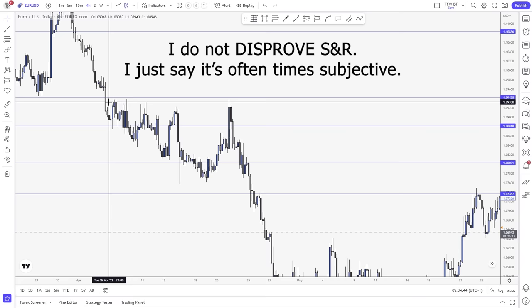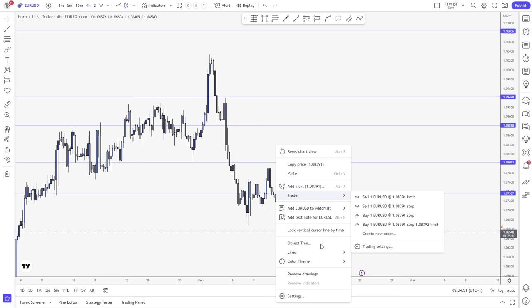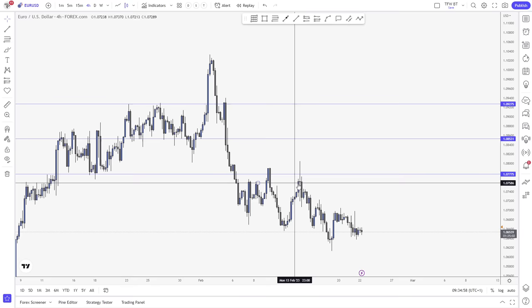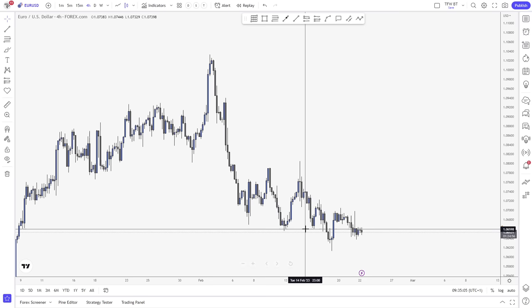Again, this is not the right way to mark support and resistance, but you can mark it anywhere. You can just go on your chart and say, okay, this is resistance, support, resistance, support. And then you just get 100 lines and you really don't understand what is going on, okay? Trend lines. How do you draw trend lines, right?